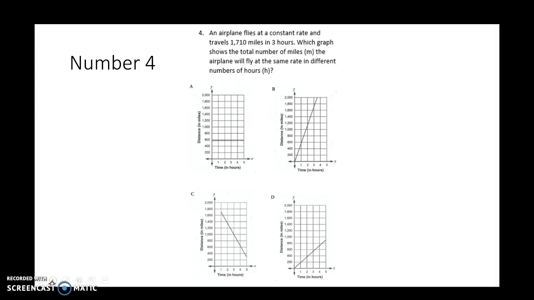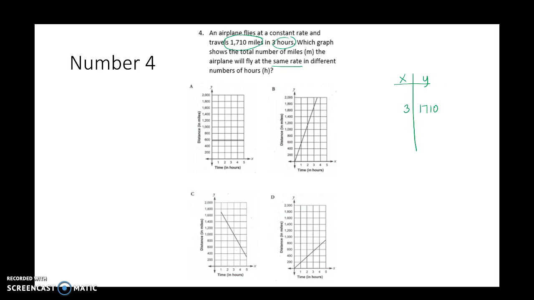Okay, so number 4. An airplane flies at a constant rate and travels 1,710 miles in 3 hours. Which graph shows the number of miles that they will fly at the same rate in different hours? The same rate in different hours. Okay, so we went 1,710 in 3 hours. So again, table every time. All right, so we're talking about 3 hours and 1,710 miles.